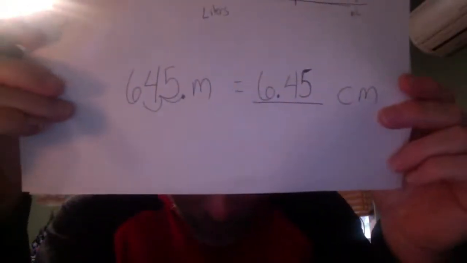So I went from 645 meters to 6.45. Are you able to identify what I did wrong? Are you able to look at that and say, wait a minute, something's not right? And I hope you're saying to yourself, I moved the decimal the wrong way, or I shifted the numbers the wrong way. The reason I know this is I need a lot more centimeters.